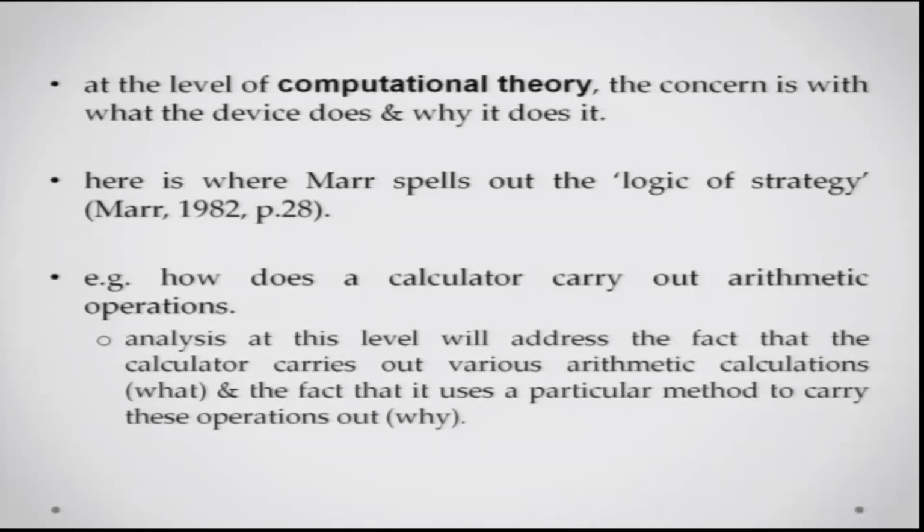So let us take another example for now. How does a calculator carry out arithmetic operations? Analysis at this level will actually address the fact that the calculator carries out these various arithmetic calculations and the fact that it needs a particular method to carry out these calculations. The fact that it does and the fact that there has to be a method. When we talk about the method, we will go to the next level. Let us talk about the computational part a bit more.